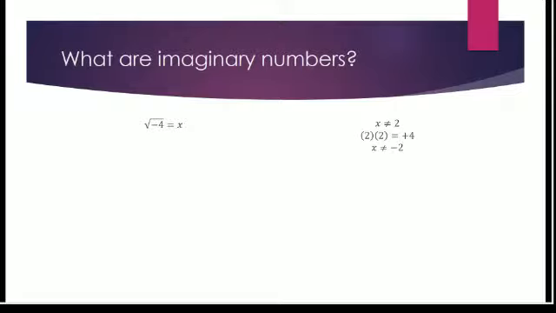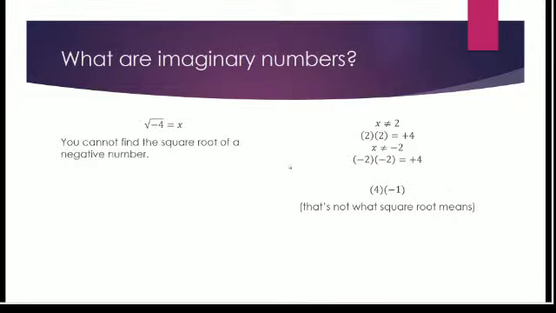So then, of course, you think, well, then it should be negative 2. Except the problem with that is that negative 2 times negative 2 is also positive 4. You can't square a real number and get a negative result, because a negative times a negative makes a positive. Sometimes people will say things like, well, 4 times negative 1 is negative 4, which is great, except that's not what square root means. For square root, we're looking at a number that you can multiply by itself to get negative 4. So this brings us to the conclusion that you can't find the square root of a negative number.